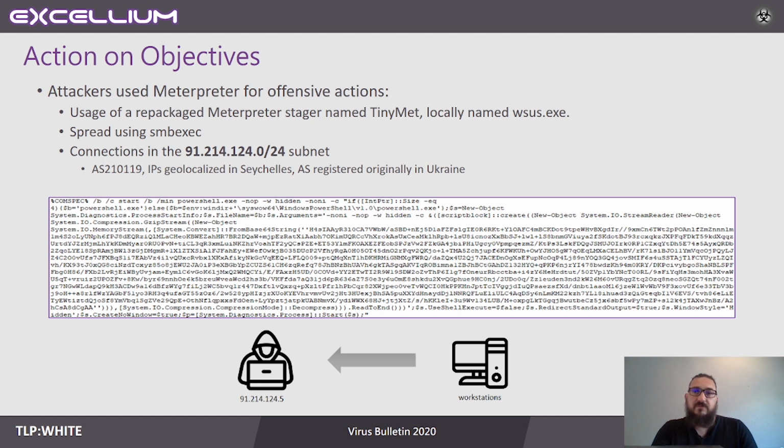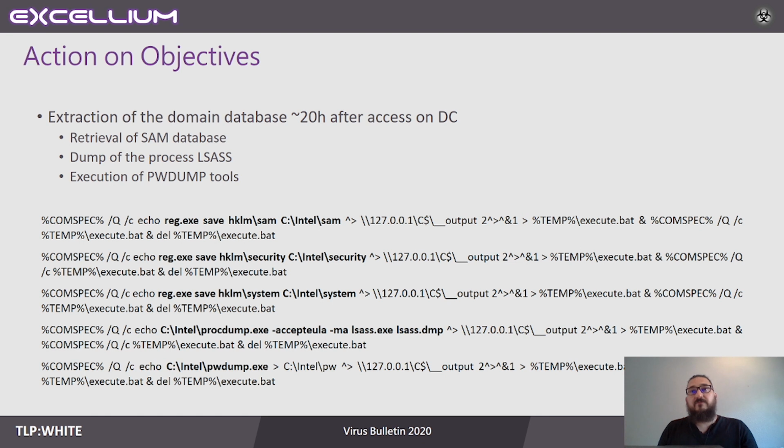So there are only three tools that he uses. TinyMet, which is a repackaged Meterpreter stager, which is locally deployed, named as wsooth.exe, SMB exec, and of course, Meterpreter. So after one day, after mostly 20 hours, after the initial compromise of the first domain controller, he extracts the SAM database.